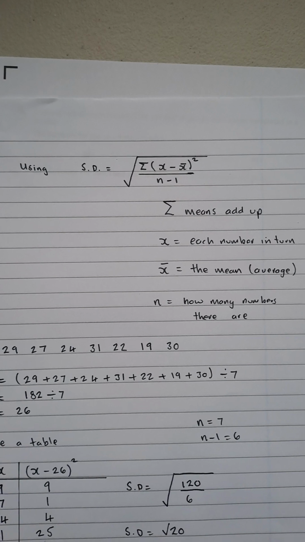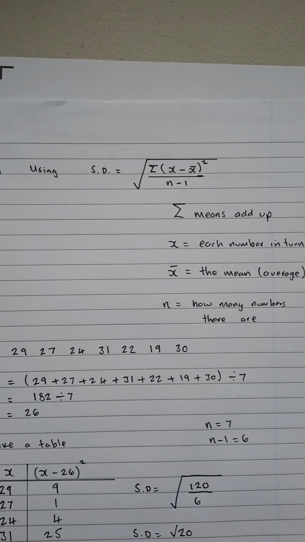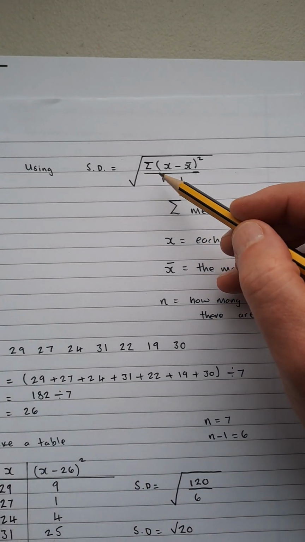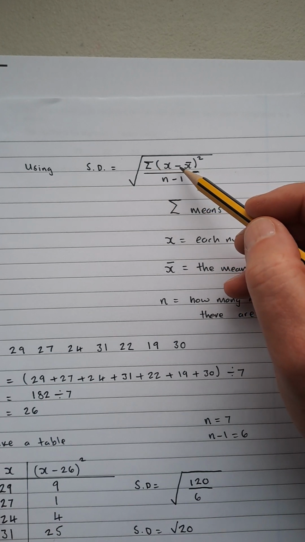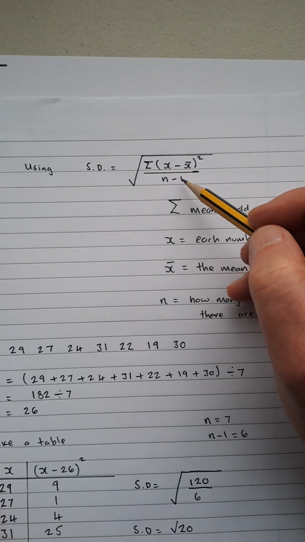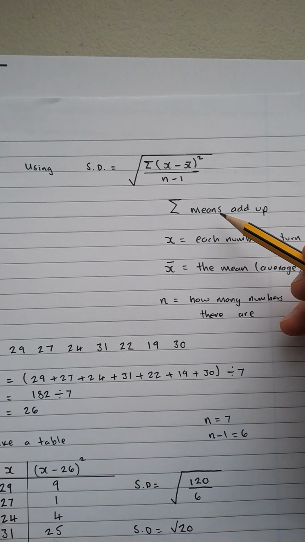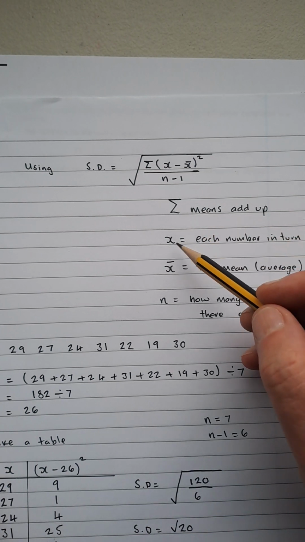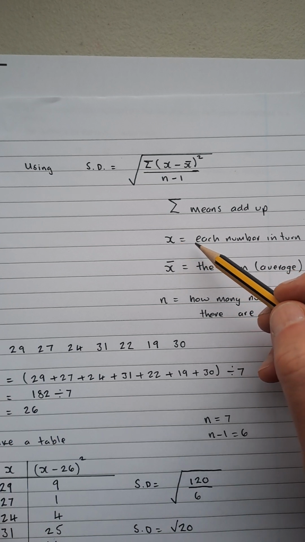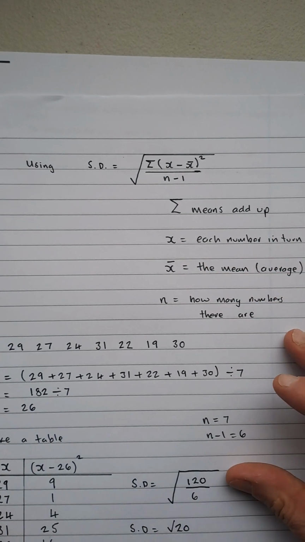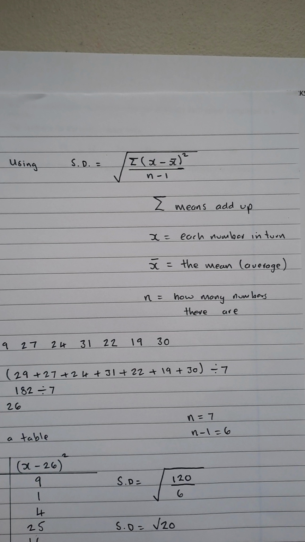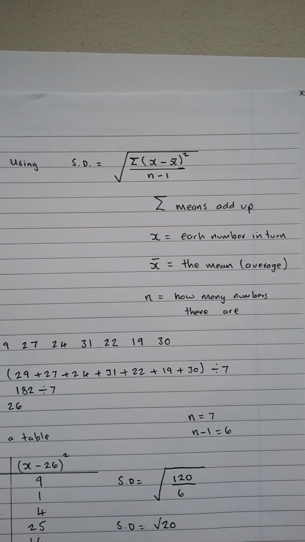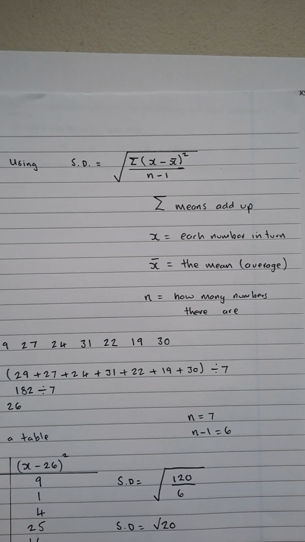So this is the first one. So standard deviation is the square root of the sum of each number take away the mean squared over n take 1. So just a wee mini lesson here. That means just the sum of, add them up. That one there is each number in turn. You'll see what I mean by that in a wee second. And x is the mean, which we used to call the average. And n is how many numbers there are.